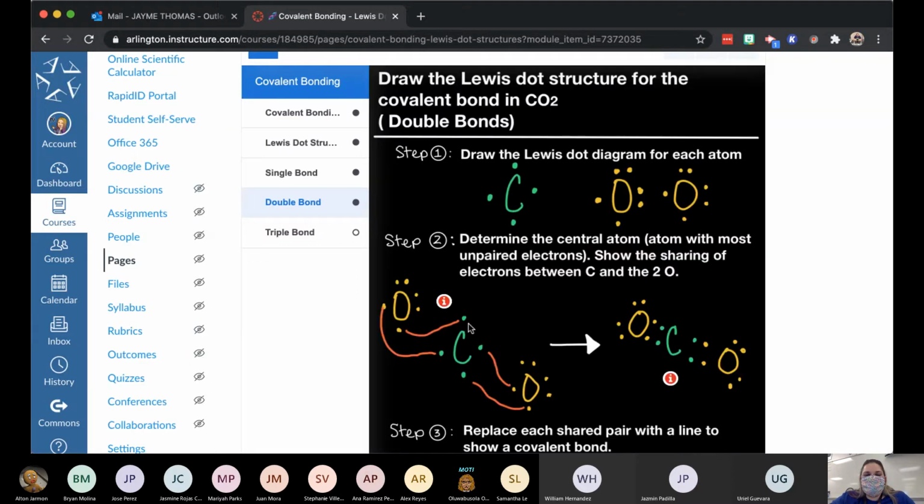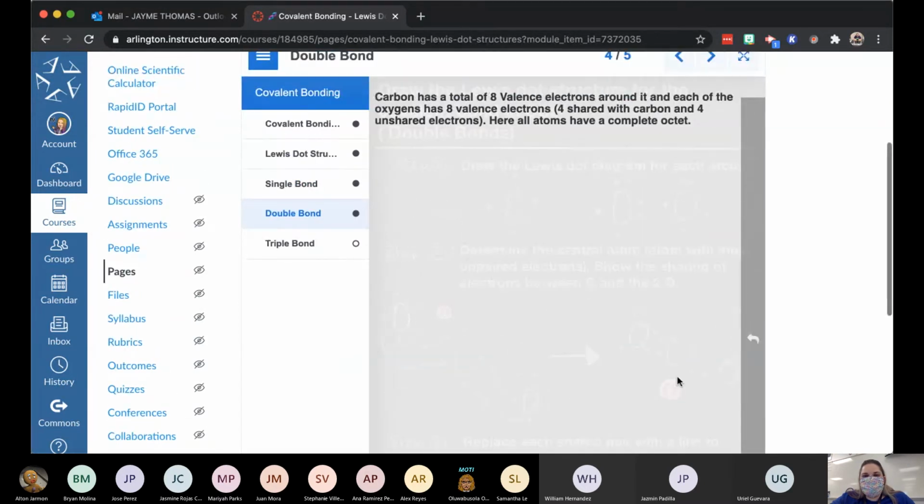So both oxygens do that. And so if I draw what it looks like when they're sharing, here is one pair and here's the other pair being shared. And then here's the other oxygen, it's sharing a pair and it's sharing a second pair. So each oxygen is actually sharing 4 electrons with the carbon. And that's kind of what that picture is showing right there.